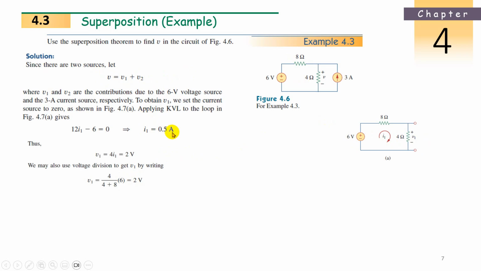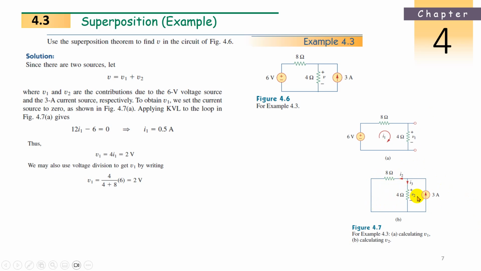Okay. Now next, get the other one. V1 we got with the first assumption, that is removing the second source. Now keep the second source and remove the first source. I am keeping this current source as it is here. Now I am making this voltage source off. When the voltage source is off, it becomes a short circuit. V is equal to 0 means it becomes a short circuit.